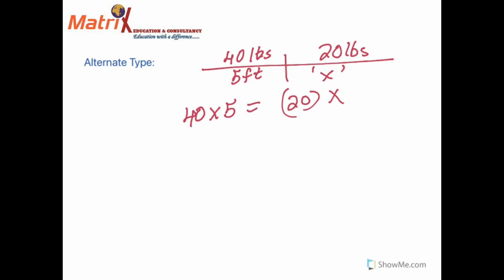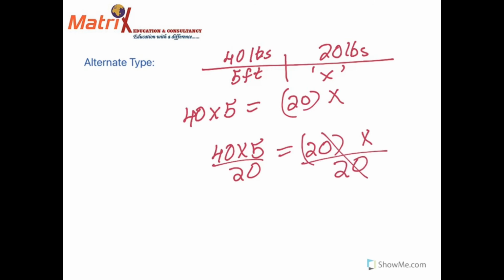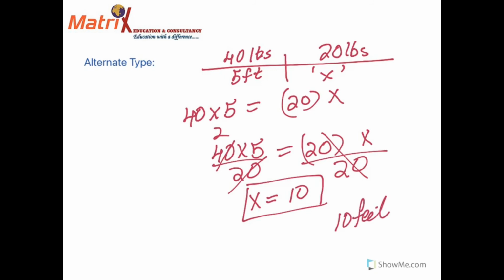What do we do? We divide both the sides by 20 and we find the value of x. This cancels with this 20, this is 2, so the value of x is equal to 10. You can write 10 feet, but generally try to write the answer in just the numbers unless the question specifies. So you see, with the same concept we can have different alternate types of questions.